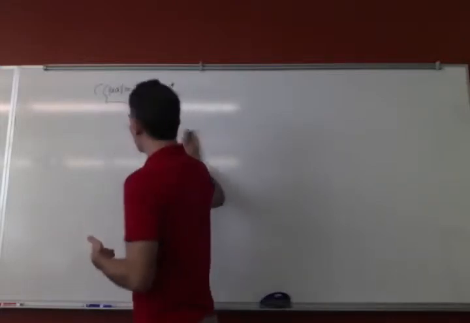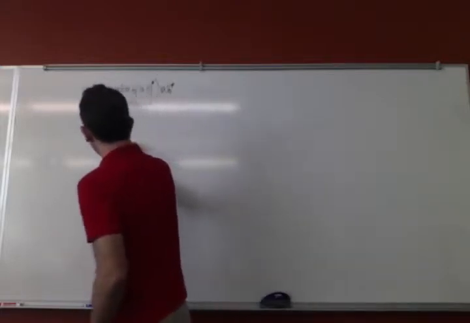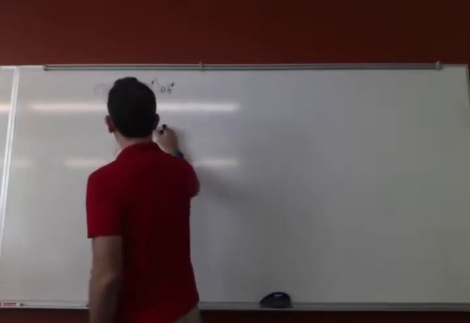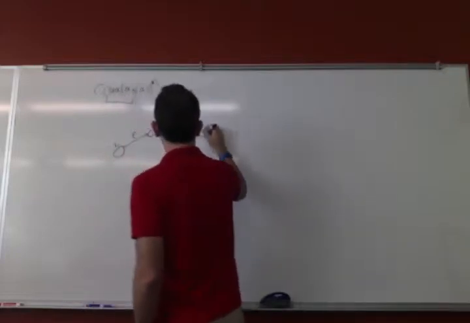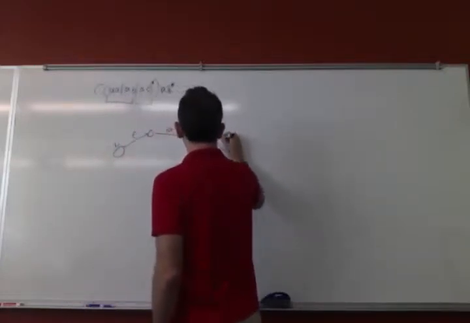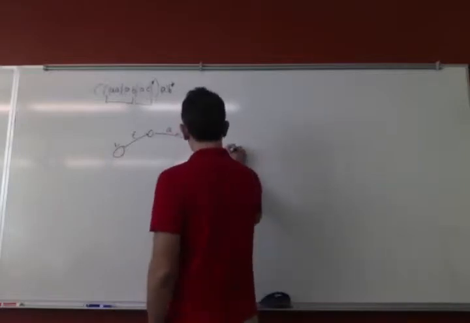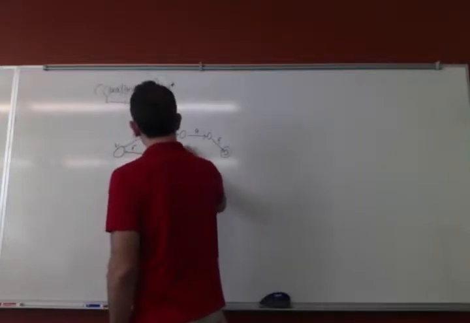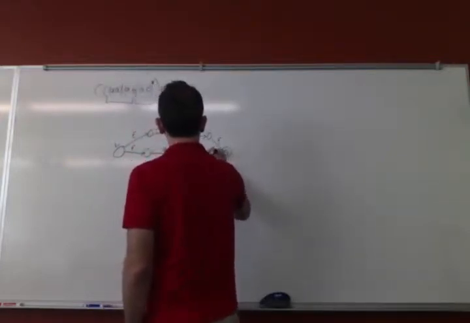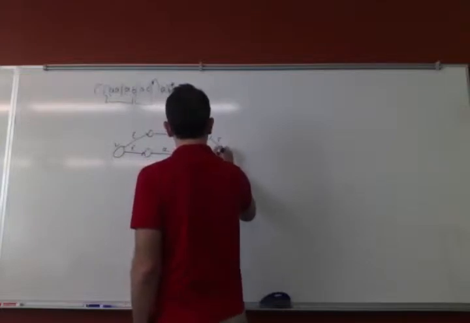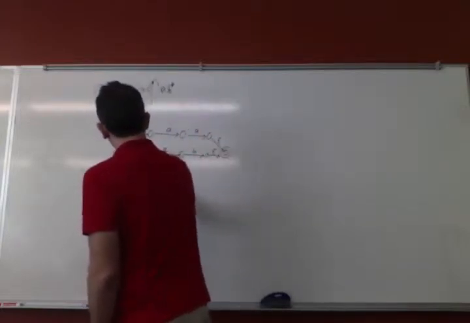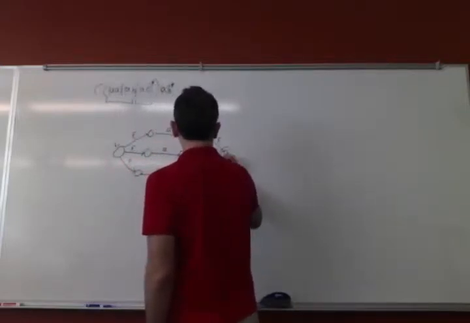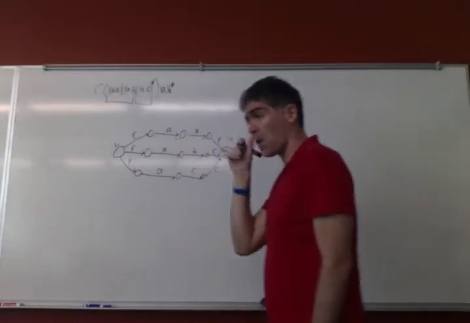Instead, what I'll do is I'll say that we have our start state, and then I can go to an epsilon for A, like so, and then another epsilon. Does that make sense?